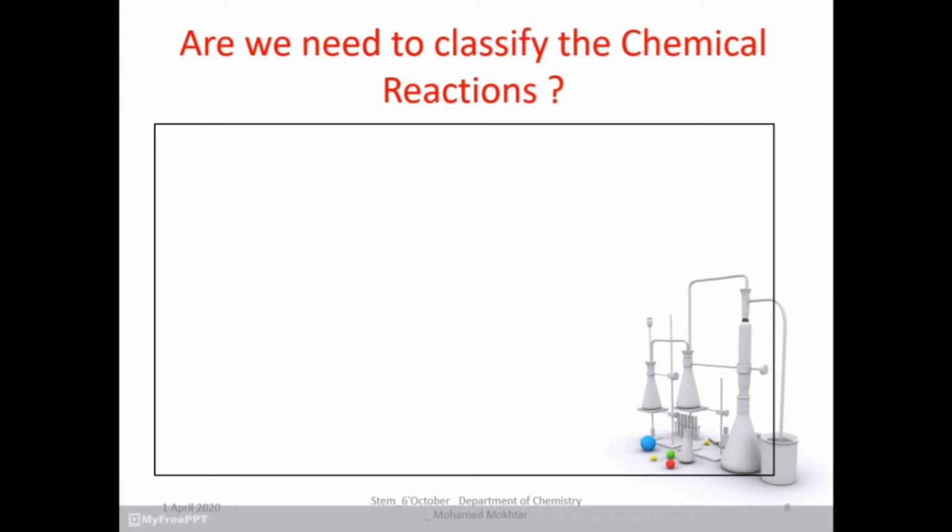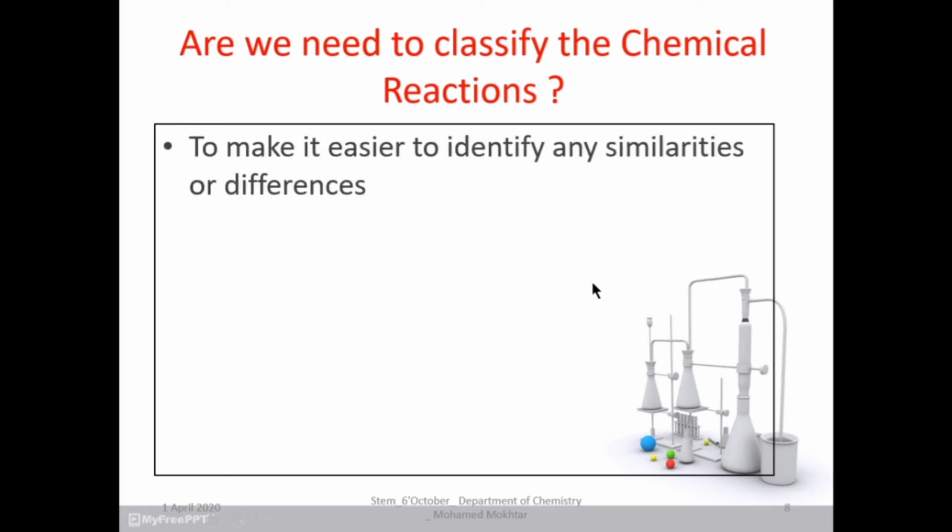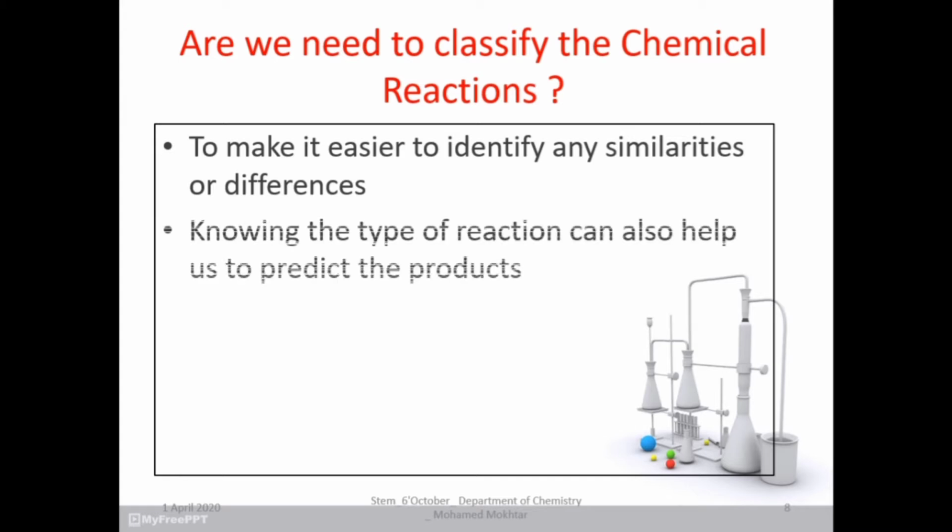We have four main types, not all types, but we need to give a scientific reason for this point. We have two scientific reasons. If we classify chemical reactions, it makes it easier to identify any similarities or differences between reactions, and it helps us to predict the products that will be formed in any reaction.